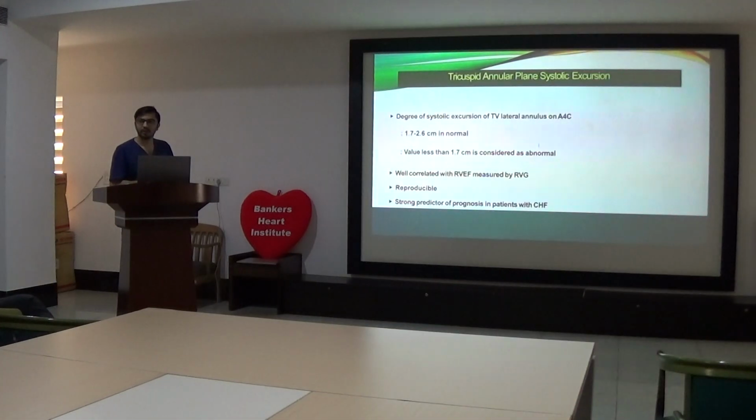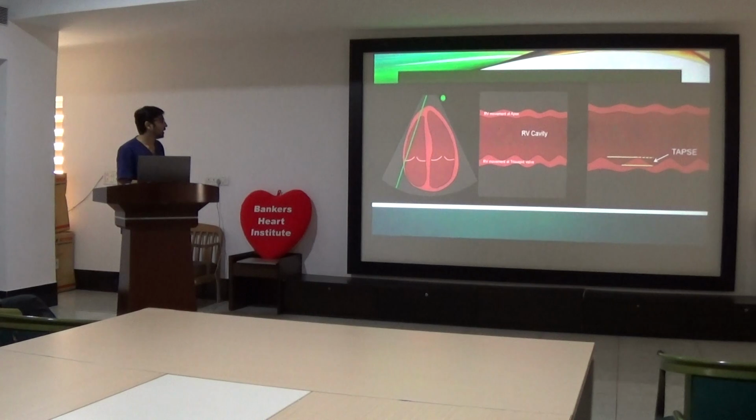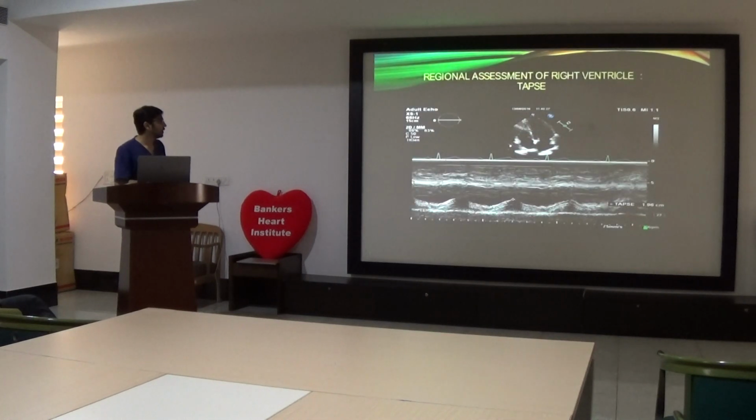It is the right ventricle. So basically, at the tricuspid annulus lateral level, we have to put M mode, and this is the TAPSE method. From the bottom to the top, we have to measure the excursion. If it is 1.7 or less than 1.7, then it indicates RV dysfunction.